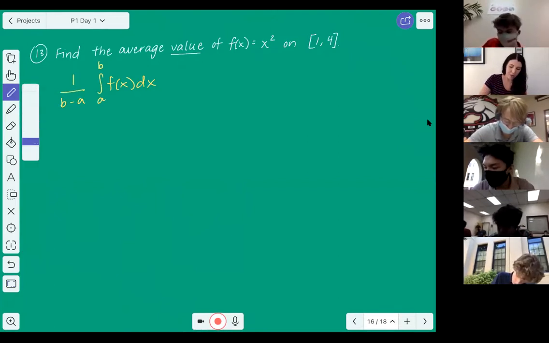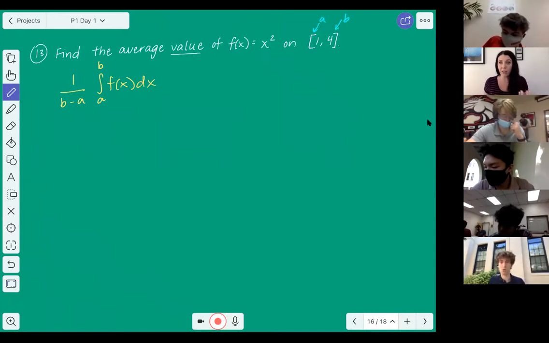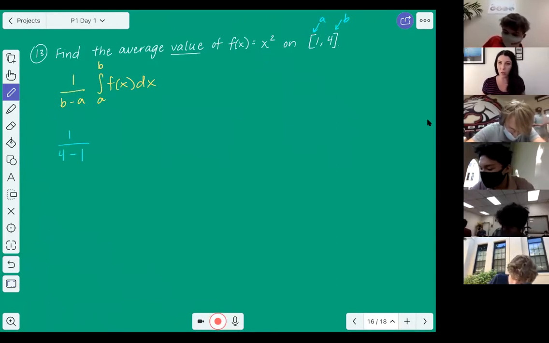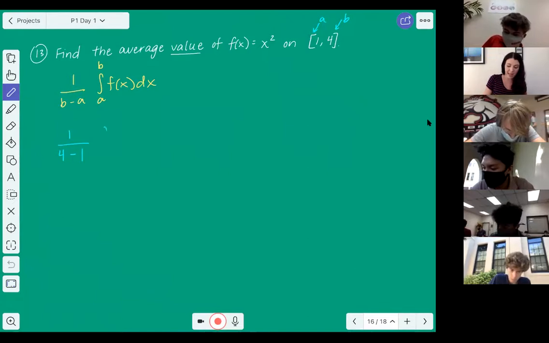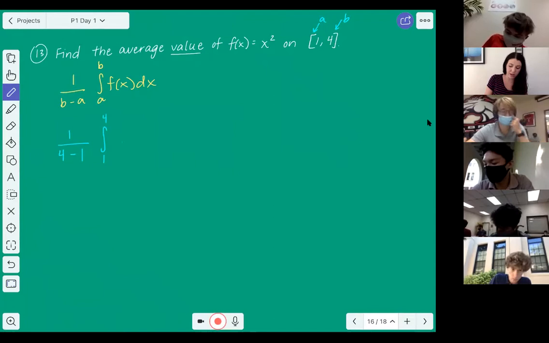So this is essentially our a. This is our b, just like we did on the last one when we found f of b minus f of a. We used f of 4 and f of 1. So on the outside here, I'm going to have 1 over my b, 4, minus my a, 1. Then I'm going to take an integral from 1 to 4 of f of x, which in this case is x squared, dx. That's our setup for average value.